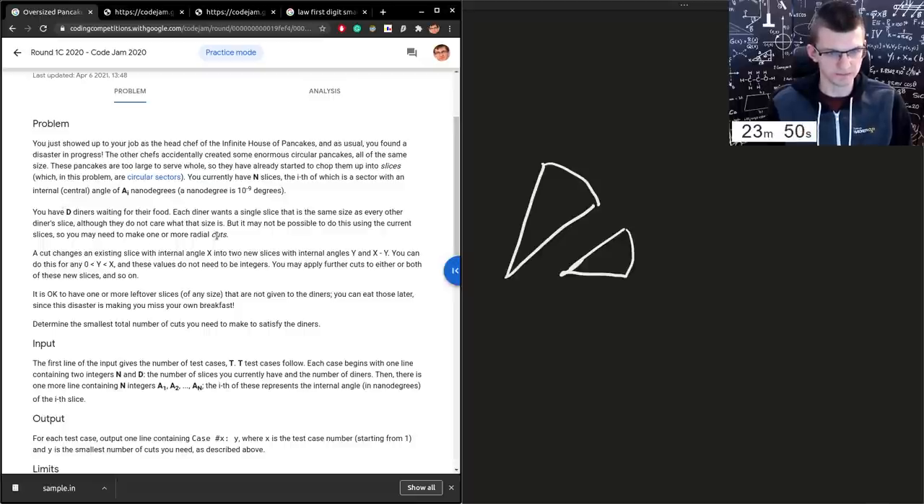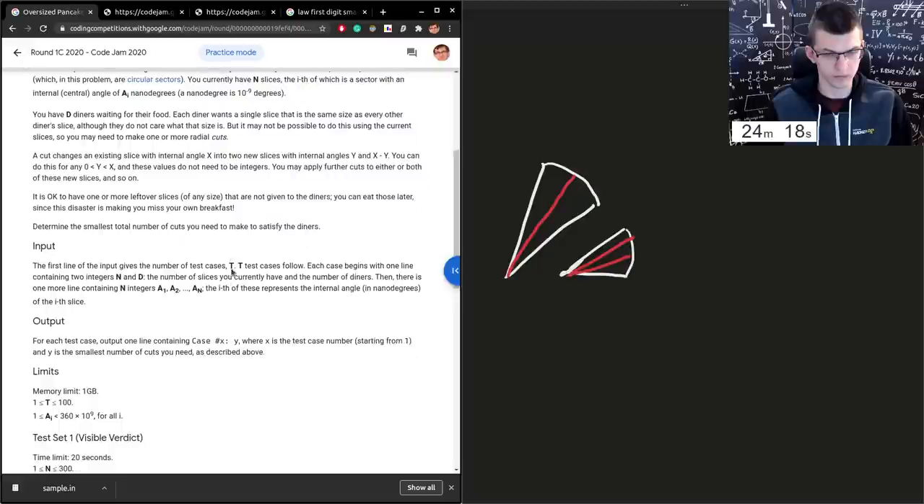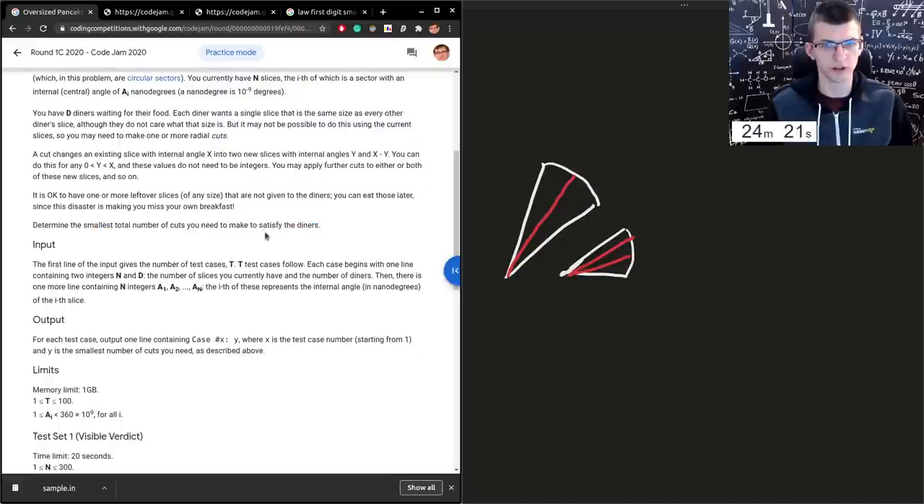I can make cuts. And then I'm guessing already that this is what they're talking about. Like maybe split it like this. Maybe split this like that. You can apply further cuts to either or both of these new slices. Leftovers are fine. The smallest total number of cuts. Is D given? Yes, D is given.